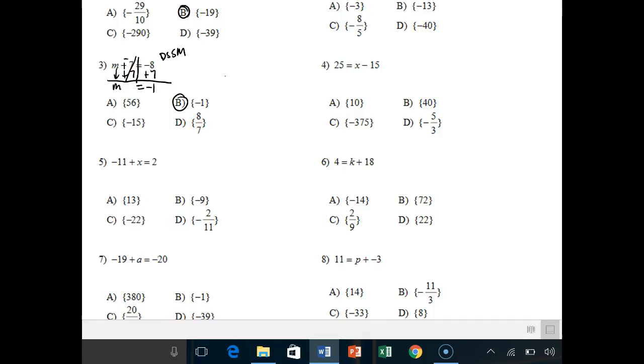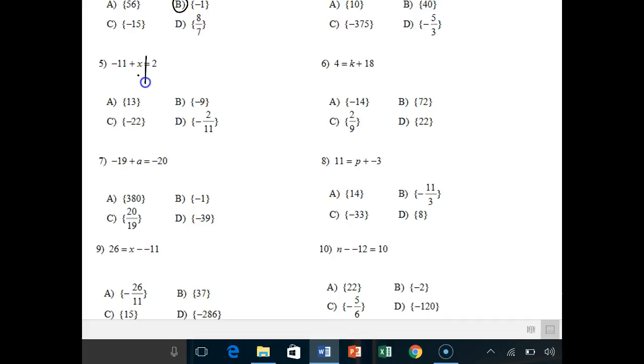Number 5. Draw your Tetris, because there's just a plus sign. We have negative 11 here. This is the constant on the side with the variable, so we will add 11 to both sides. These cancel out because that's 0. Bring down your variable. I get 13. Very simple.